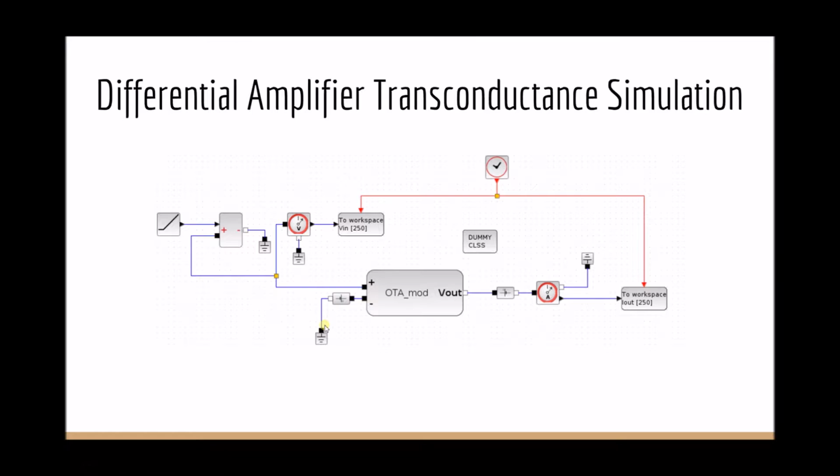To calculate transconductance, we hold one input voltage constant and sweep the other. We can then determine the output current through this voltage source here and graph it against voltage to get a transconductance curve. We can then do a linear fit to determine the transconductance value.